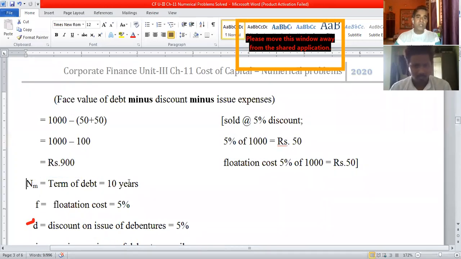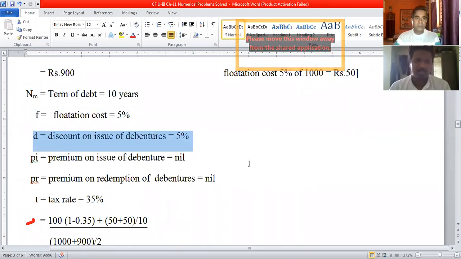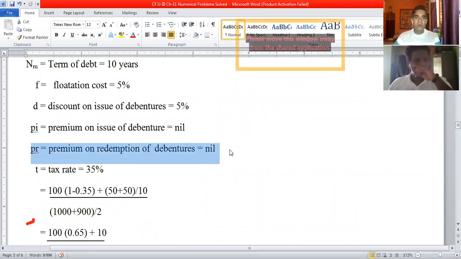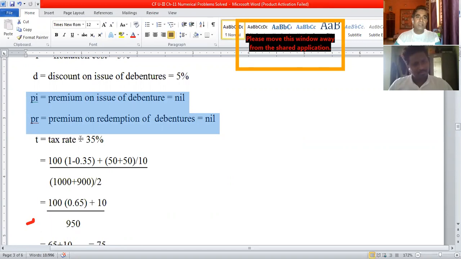NM is the term of debt, which is 10 years, simple and straight. F is the flotation cost, 5%. D is the discount on issue of debentures, 5%. PI is the premium on issue of debenture. It is not given in the problem. PR, premium on redemption of debentures. It is not given in the problem. So we need not incorporate these two into the equation. T is the tax rate at 35%.